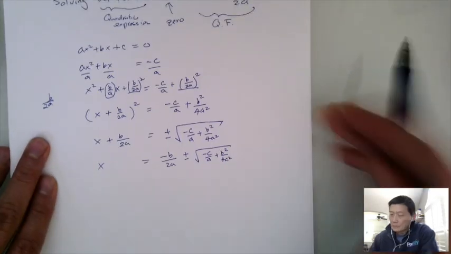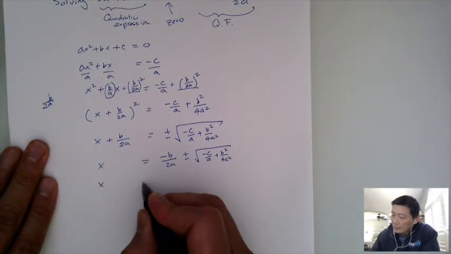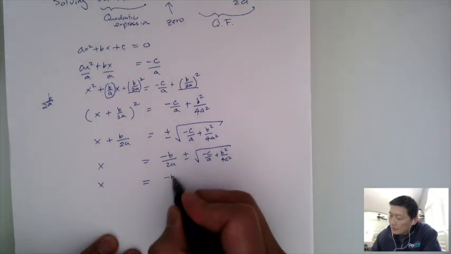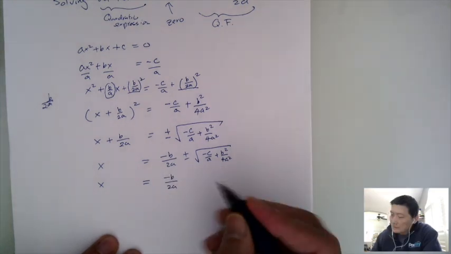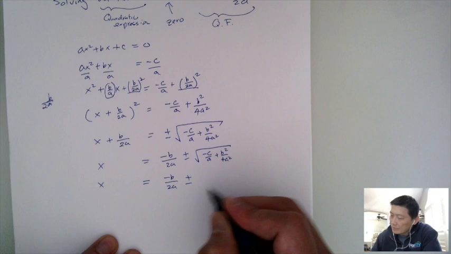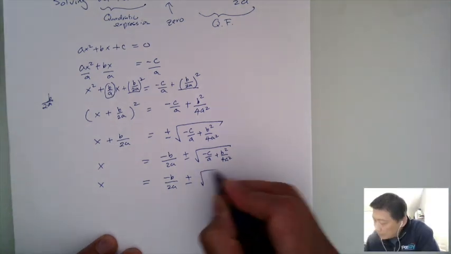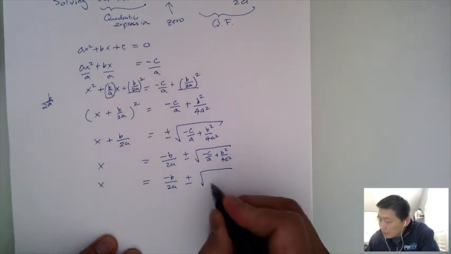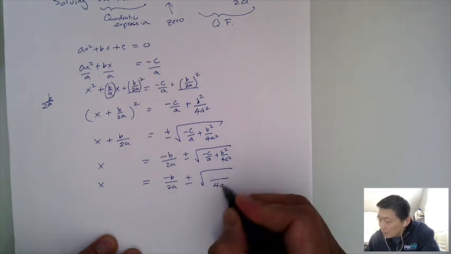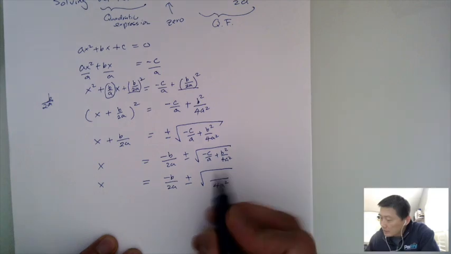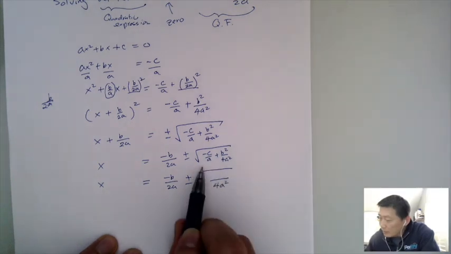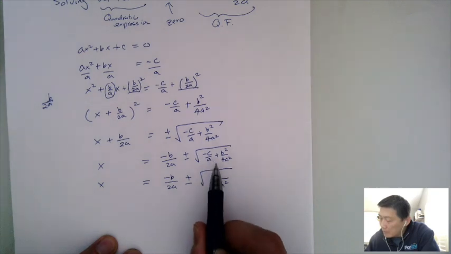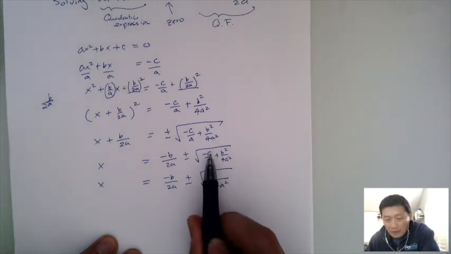Okay, move this up a little bit. X is equal to negative b over 2a, plus minus. Now, what I would do is make sure I have a common denominator because there are two different fractions. So I have 4a squared as a common denominator. But the first term, in order to get to 4a squared, I need to multiply by a 4 and an a, right? So I need to multiply by a 4 and an a up there.